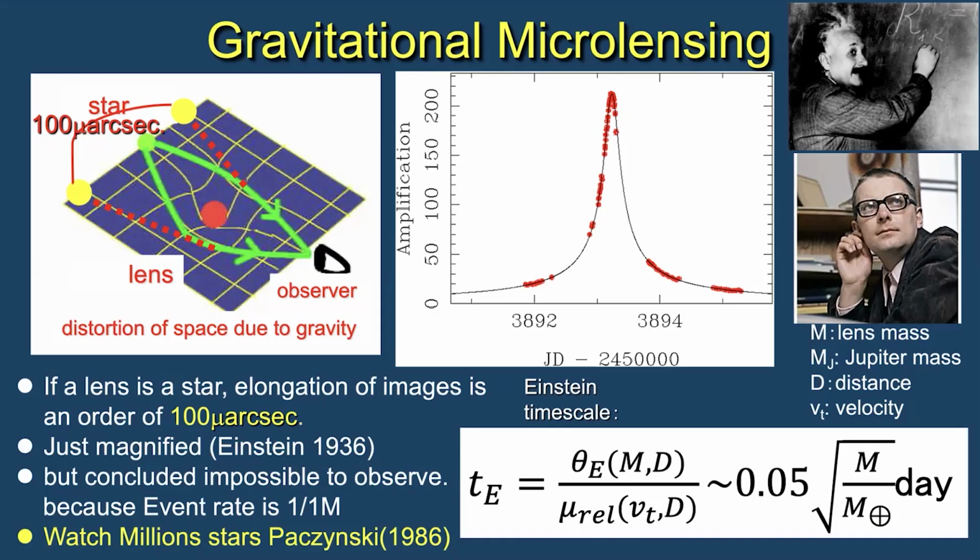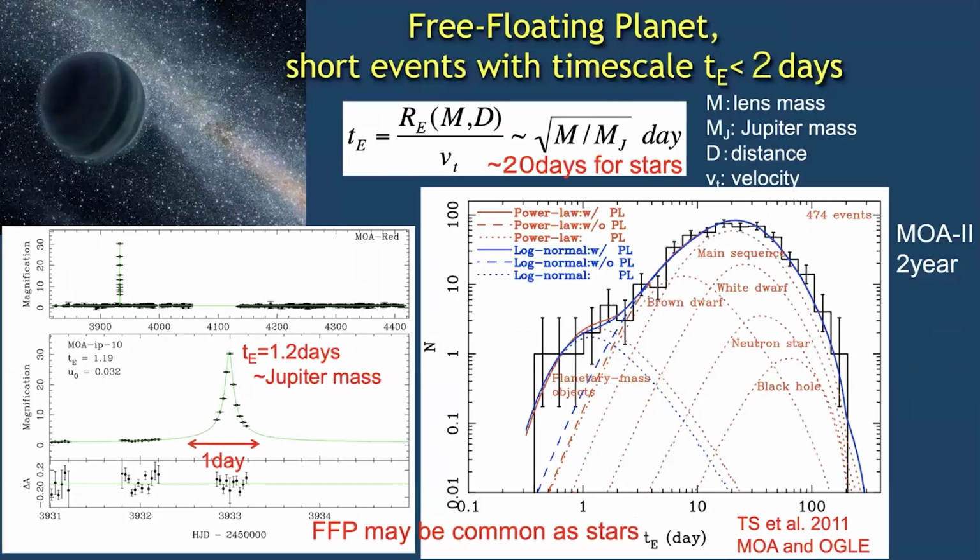And then if the time scale is less than 1 day, this is most likely a planetary mass object, even though we cannot directly measure the mass in general. So if we find a short timescale microlensing event, this is very likely a planetary mass object.